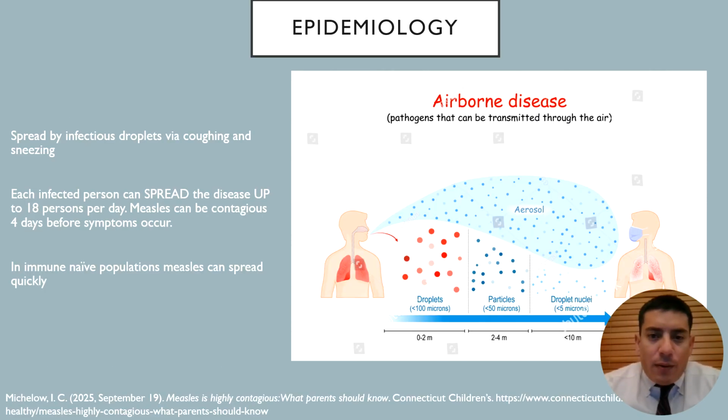As I mentioned before, measles is an extremely infectious disease that can be spread by airborne droplets. Each infected person can spread the disease to up to 18 persons per day, and it's contagious within a window of 4 days before and 4 days after symptoms occur.